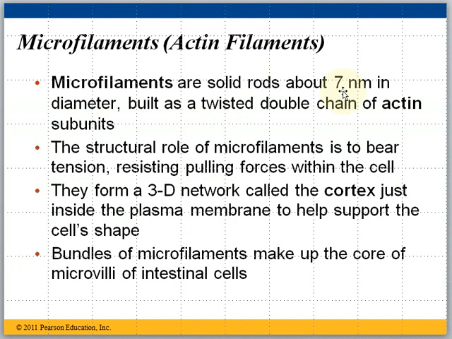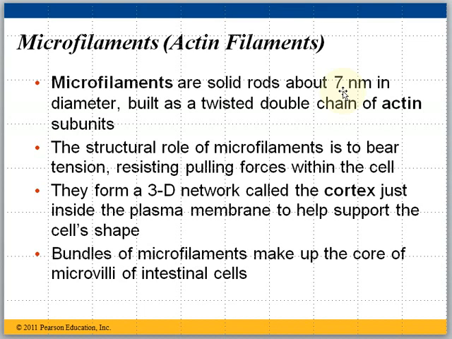Going to the smallest of these structures, the microfilaments. Remember, we also call these actin filaments. Microfilaments are small, twisted double chains of a material called actin, which is a globular protein. Microfilaments seem to be present in all eukaryotic cells, just like the microtubules, and they are for holding the cell shape, withstanding tension and pulling forces, and they have a lot to do with motion and movement, particularly in muscle cells and other areas of the cells.